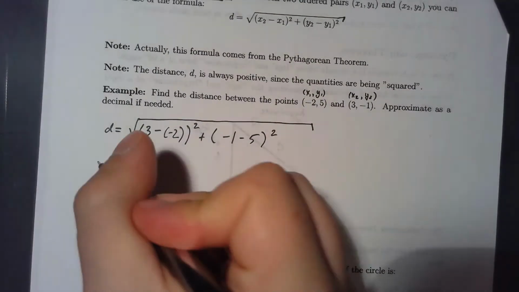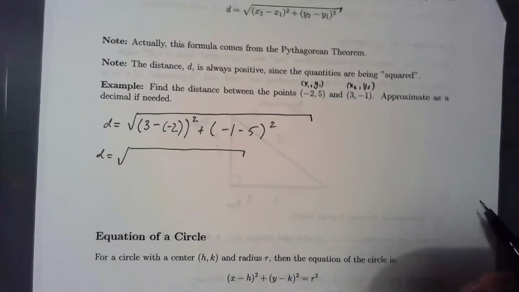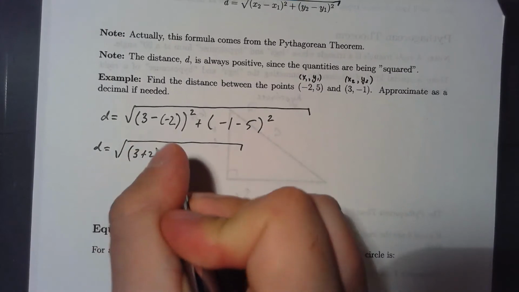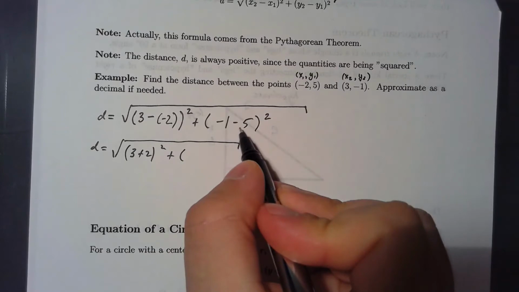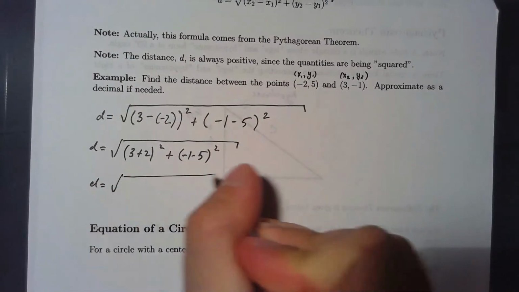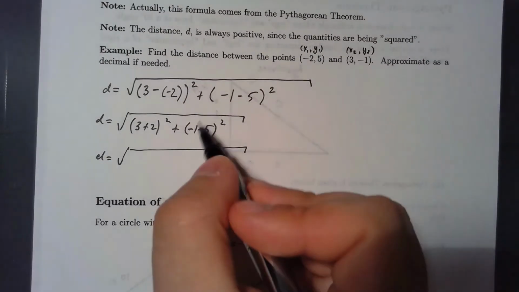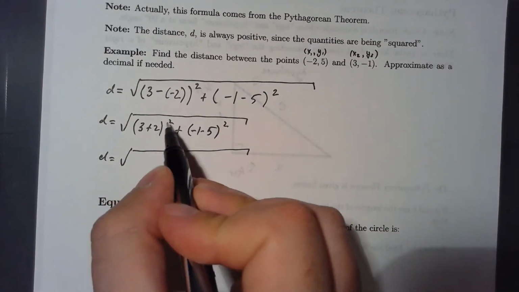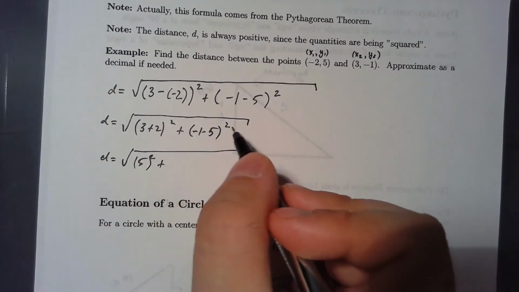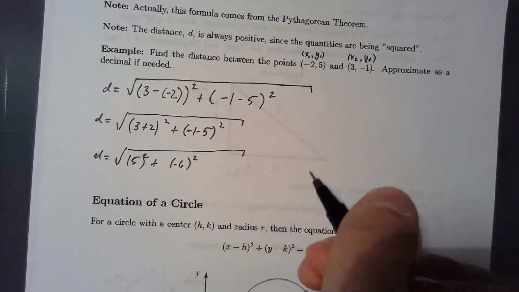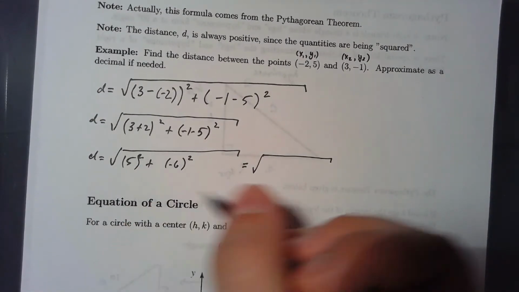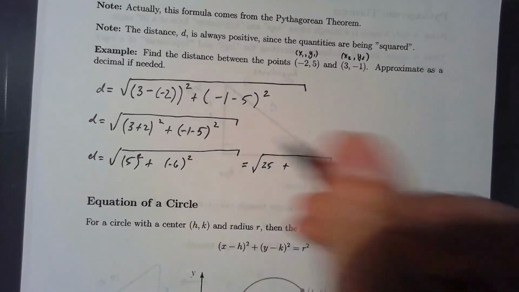So now you just got to simplify from the inside out. So 3 minus negative 2 is 3 plus 2, and that whole quantity is squared, plus negative 1 minus 5, quantity squared. Okay. I'm just doing this step by step, just to show you all the work. 3 plus 2 is 5, and that whole thing is squared, plus negative 1 minus 5 is negative 6, and that whole quantity is squared. So now you can actually square these. So 5 squared is 25, plus negative 6 squared is 36.